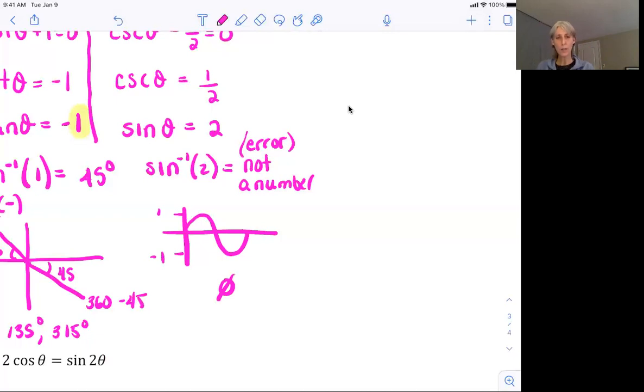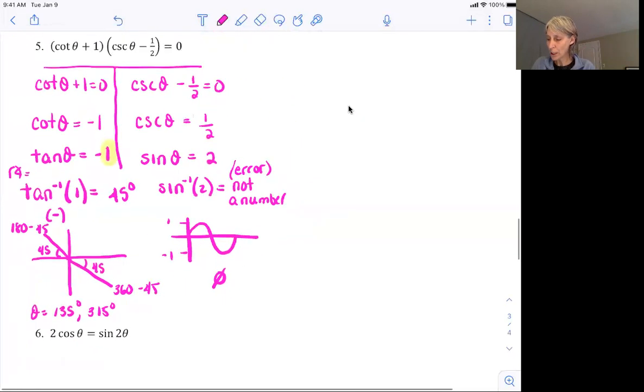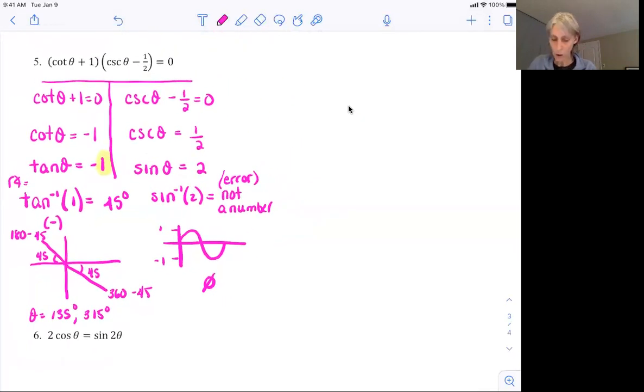And this is true with the cosine as well. So if you have a cosine function value that you're solving for that's greater than 1 or less than -1, you're not going to get an answer. And that's okay. So going back and putting this all together, our solution set would just be 135 and 315.